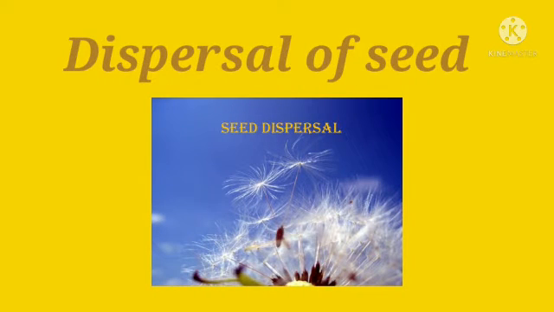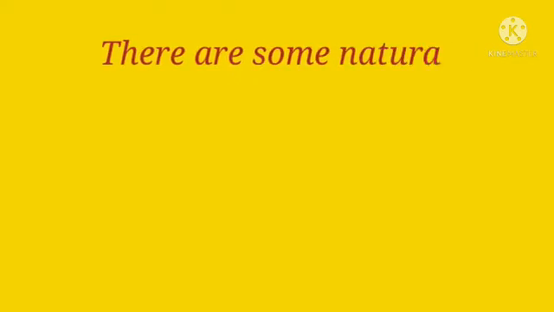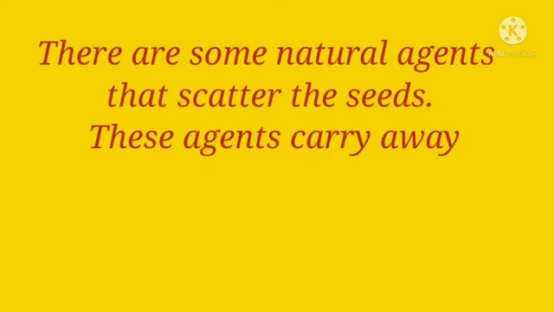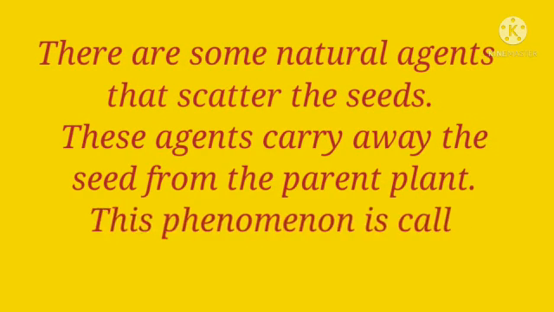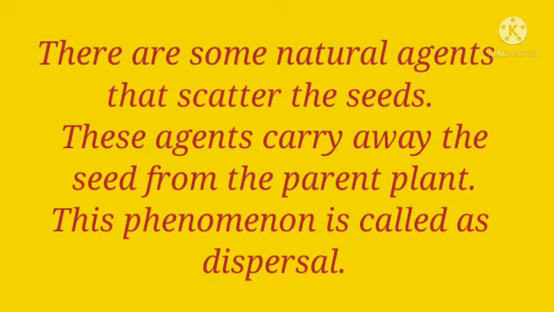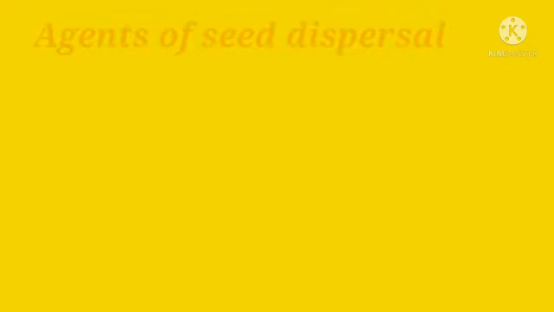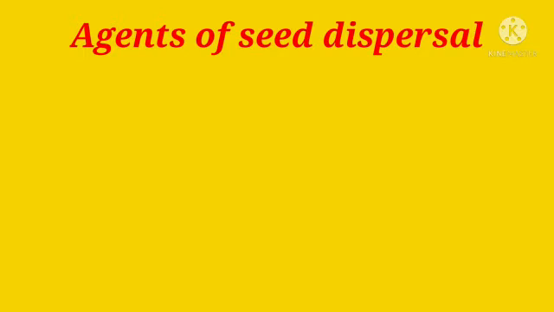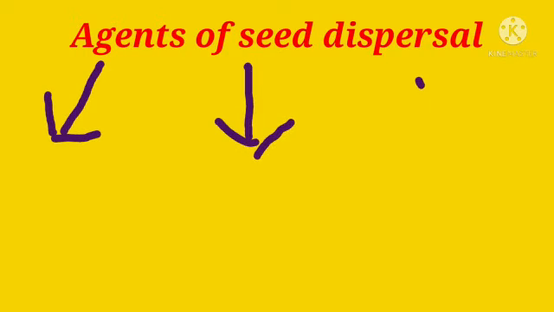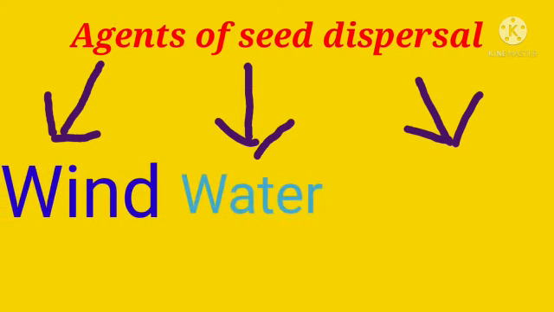Dispersal of seeds. There are some natural agents that scatter the seeds. These agents carry away the seeds from the parent plant. This phenomenon is called dispersal. Agents of seed dispersal are wind, water and animals.